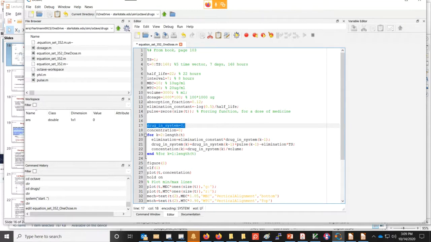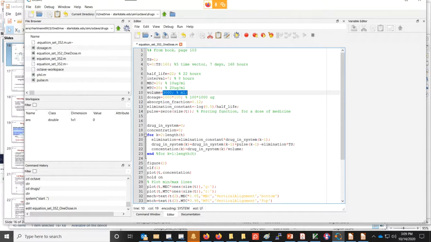The concentration is a measurement per milliliter of your body volume. It's basically saying, if this drug was evenly distributed throughout your entire body, how much is in your little finger? How much is in your thumb? That's the concentration. The drug in the system just says, I've got 1,000 micrograms or 50 micrograms or whatever.